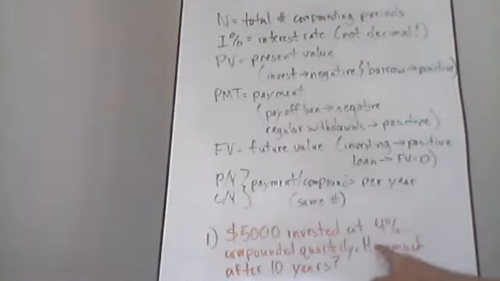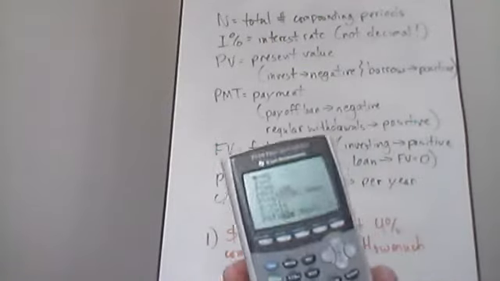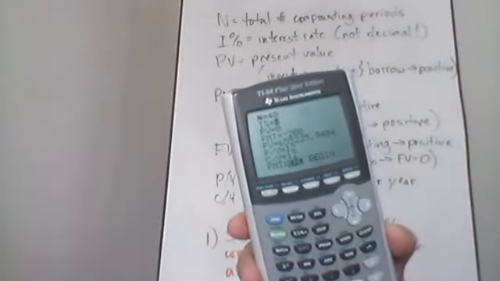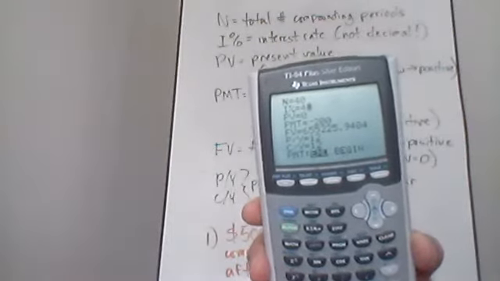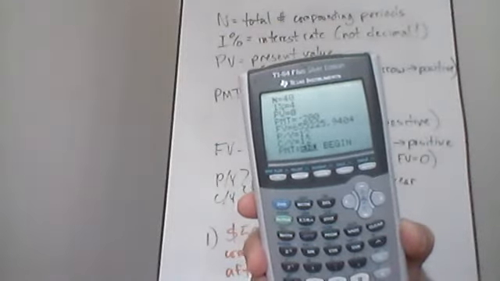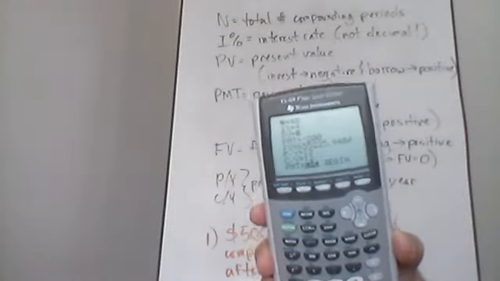Then I equals. That's our percentage. In this case, it's invested at 4%. Remember, for the I equals or the I percent in the TVM Solver, we don't change it to a decimal. I just enter that 4% as a 4. So my I percent equals 4.